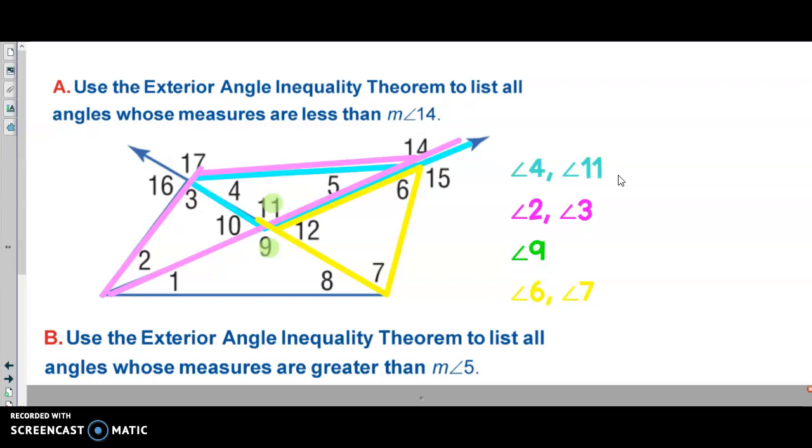So I'm going to give you a second. Why don't you pause the video and see if you can use the exterior angle inequality theorem to list all the angles whose measure is greater than angle 5. So working a little bit backwards there. Give the video a pause, see what you can come up with.